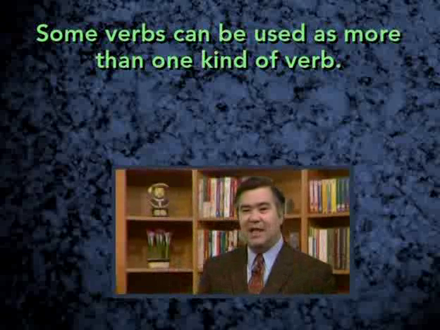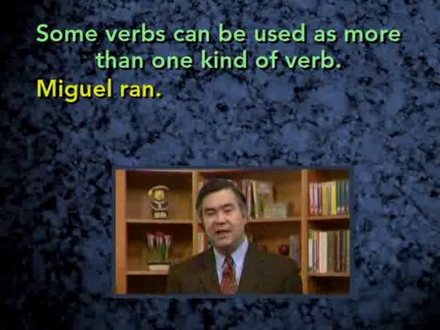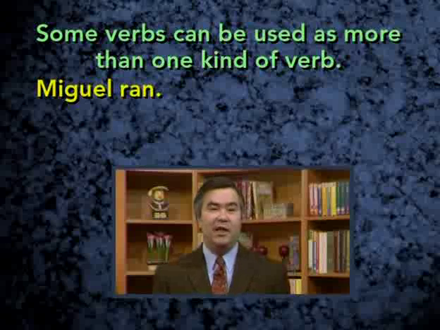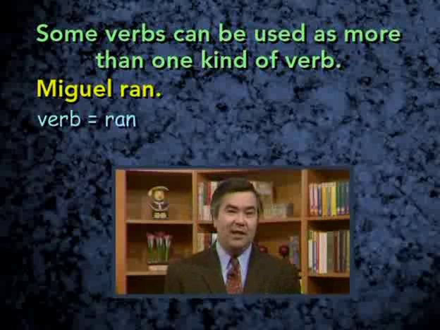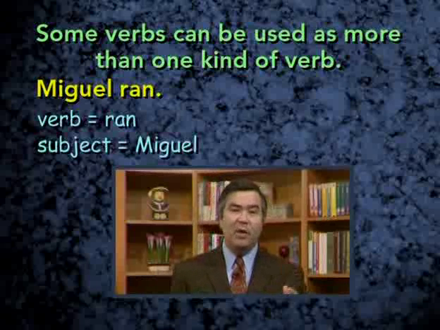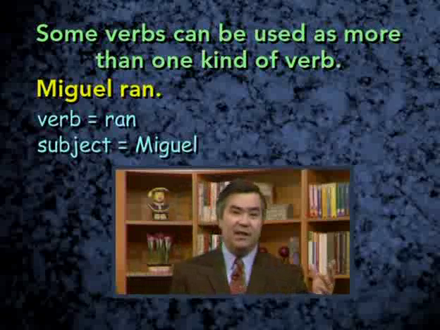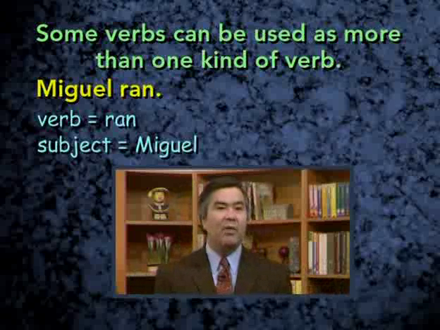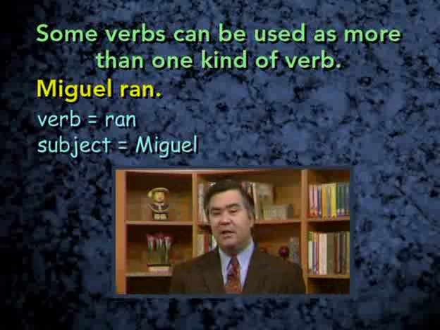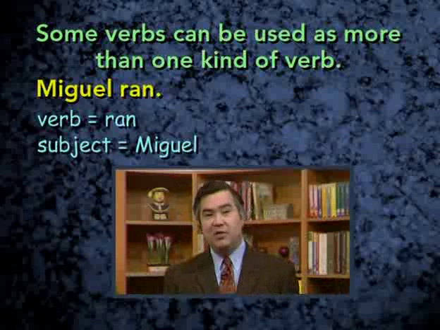Take a look at these examples. Miguel ran. Here's a short sentence which expresses a complete thought in itself. The verb is ran, the subject is Miguel, and when we read this sentence we understand Miguel ran. Perhaps he's a runner on the track team and went out running this morning, and we could say, well, Miguel ran. This could be a complete sentence, and in this case the verb ran is being used as what kind of verb?